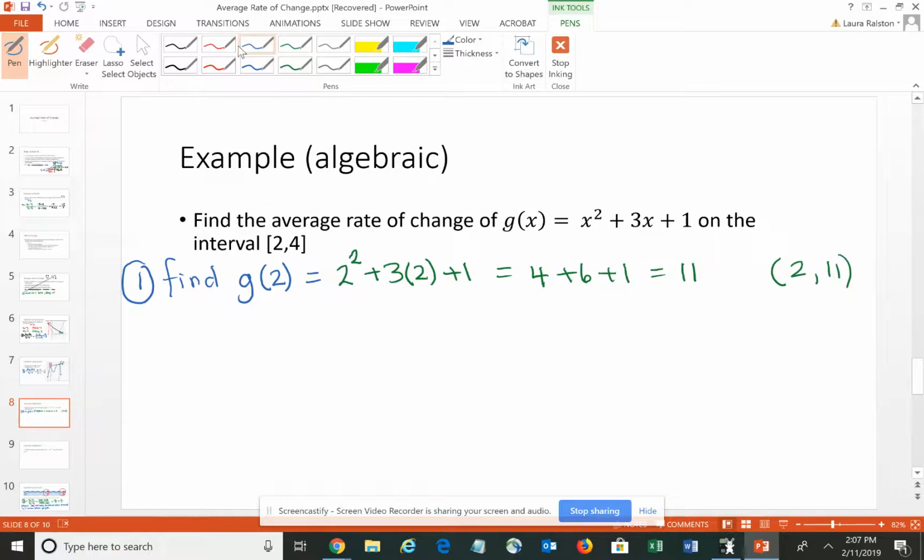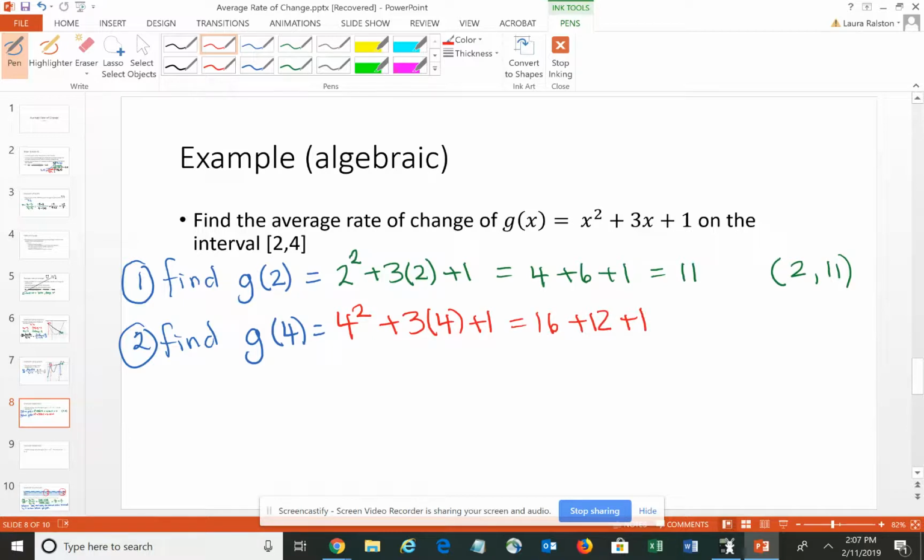Then I go back, and step 2 is to find g at 4. You need to find the corresponding value for the ending point. So we would have 4 squared plus 3 times 4 plus 1. That's 16 plus 12 plus 1, which equals 29. So you have the ordered pair 4, 29.